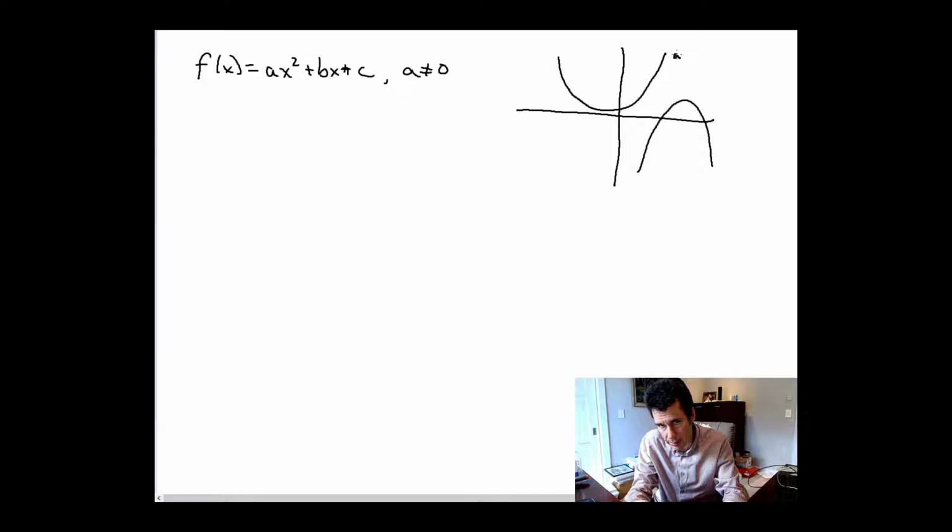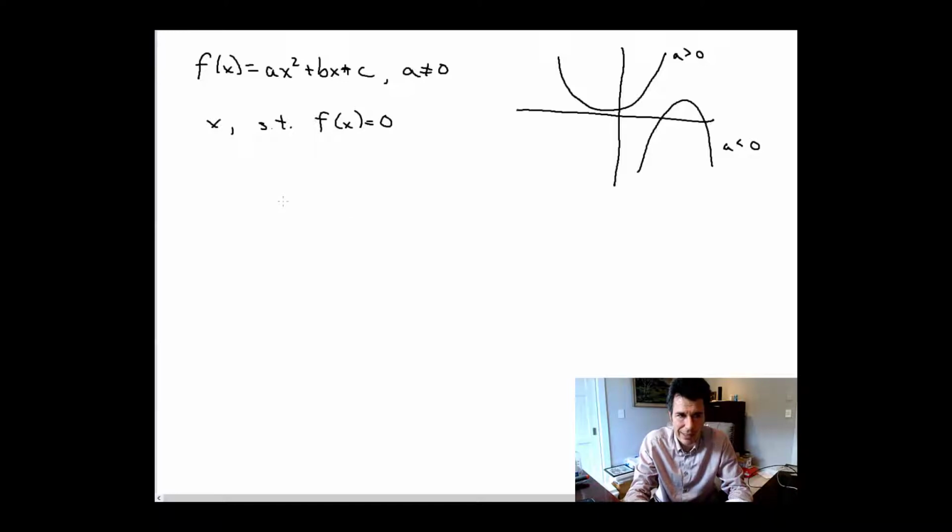If it's up, that means a is bigger than 0. If it's down, a is less than 0. One of the things we're going to do repeatedly in this class is figure out what x values make f of x equal to 0. So this will come up on multiple occasions. So we want to find x such that f of x equals 0, and this is one of those classic equations that you need to know, the quadratic equation.